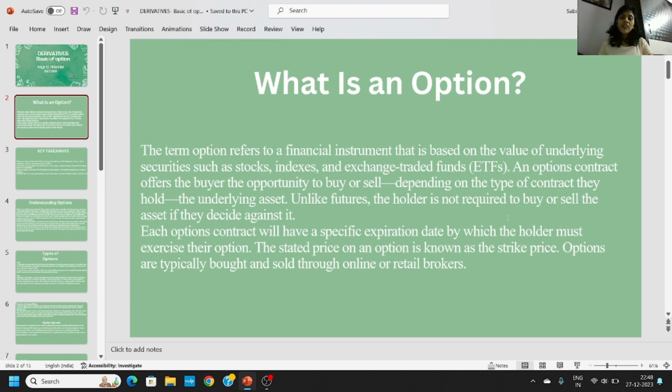So every option has an expiration date. It's a monthly expiration date or it is weekly. So for Nifty, it is expiring on Thursday. For Bank Nifty, it is Wednesday. For Fin Nifty, it is Tuesday.